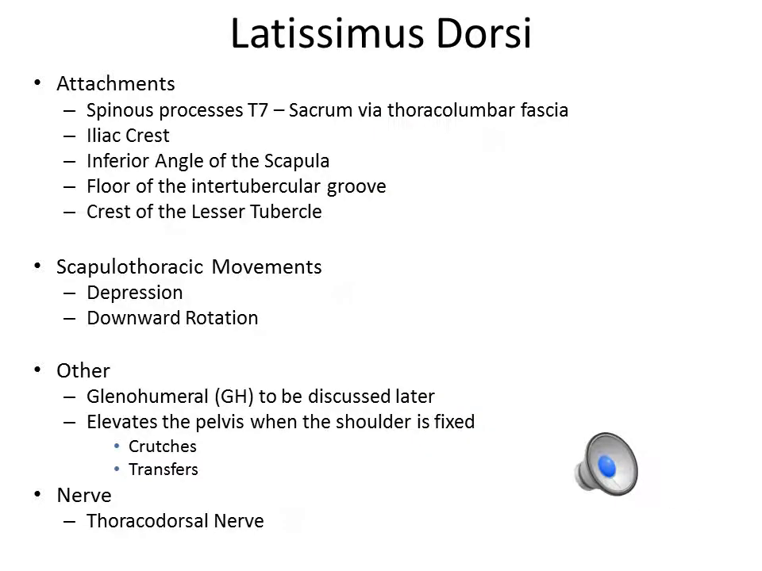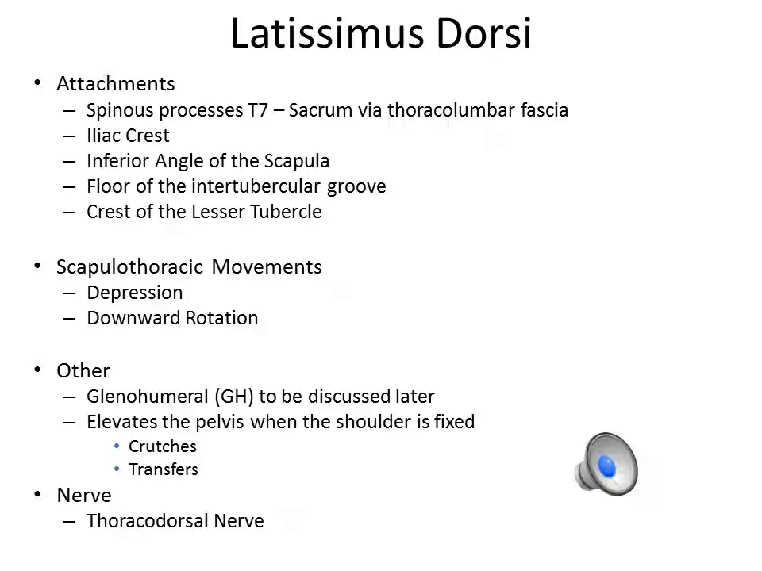Latissimus dorsi. The attachments of the latissimus dorsi include the spinous processes of T7 through the sacrum via the thoracolumbar fascia, the iliac crest, the inferior angle of the scapula, the floor of the intertubercular groove, and the crest of the lesser tubercle of the humerus.